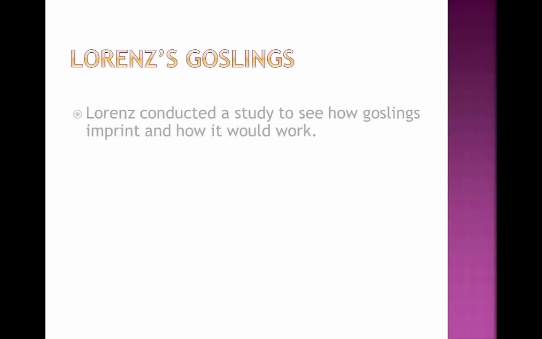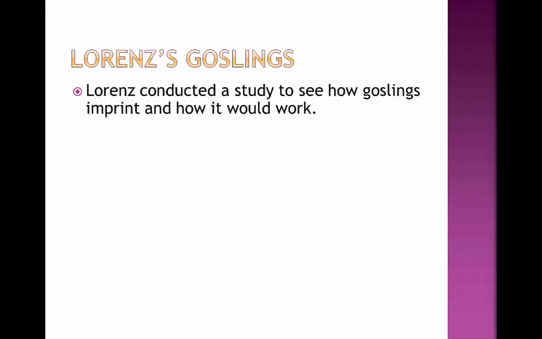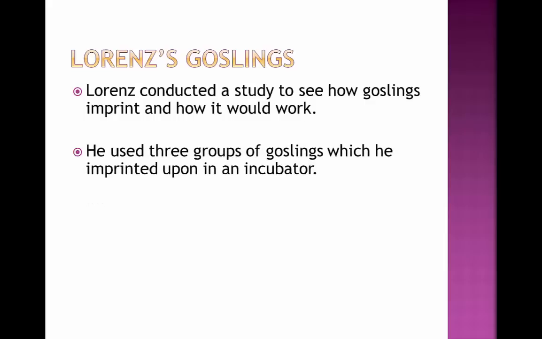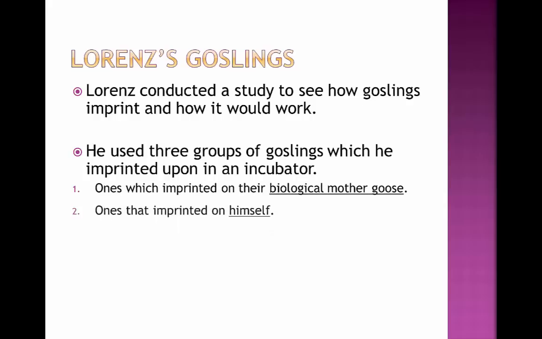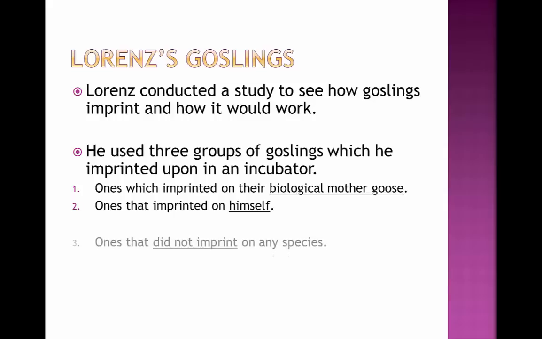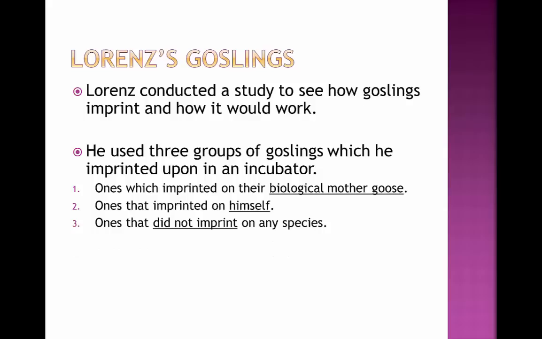Lorenz's goslings. Lorenz conducted a study to see how goslings would imprint and how it would work. He used 3 groups of goslings which he imprinted upon in an incubator. One of the groups imprinted on their biological mother, that was a goose. Another group imprinted on himself, as he was the first large moving object which they followed for 10 minutes. And the other group did not imprint on anything.